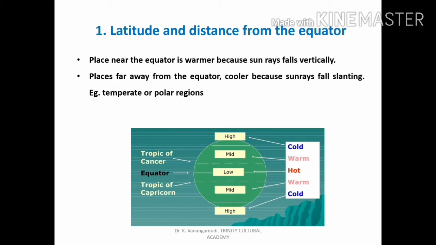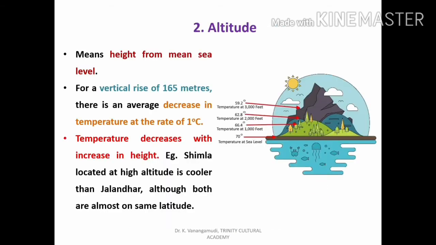If you look at this image, at the equator the weather is very hot, and the Tropic of Cancer and Tropic of Capricorn, which are far away from the equator, are cold regions. The second factor is altitude, that means height from mean sea level. For a vertical rise of 165 meters, there is an average decrease in temperature at the rate of 1 degree Celsius. The temperature decreases with the increase in height.